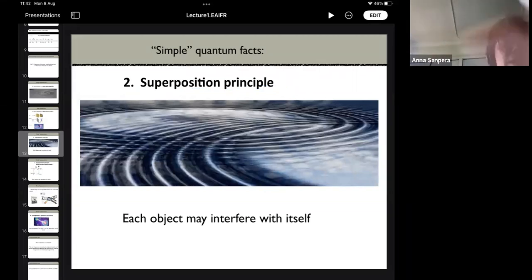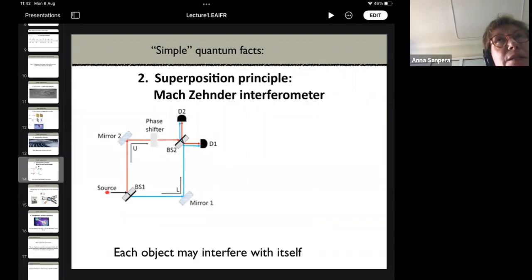So this is the second thing, and quantum computing is very much based on the superposition principle. The quintessence of the superposition principle is the Mach-Zehnder interferometer. This Mach-Zehnder interferometer is exactly identical to Young's double-slit experiment, and it's also the basis of quantum computing. So we will use it a lot, and we know that it works. It's very easy to make it work.